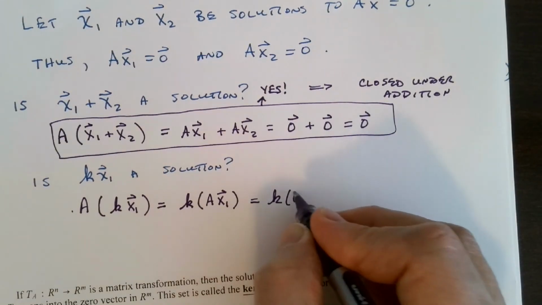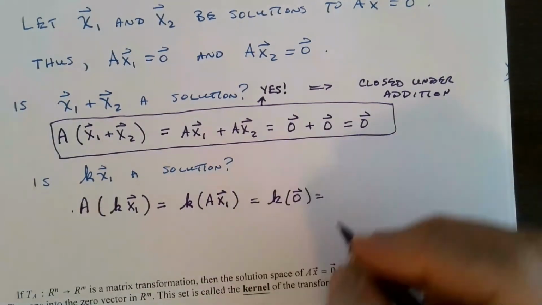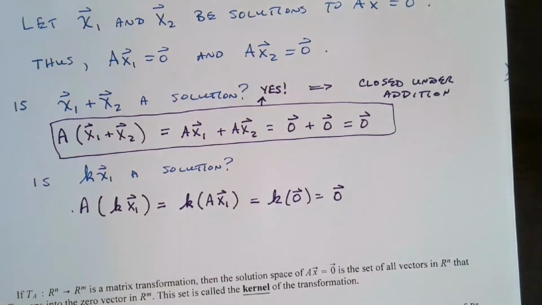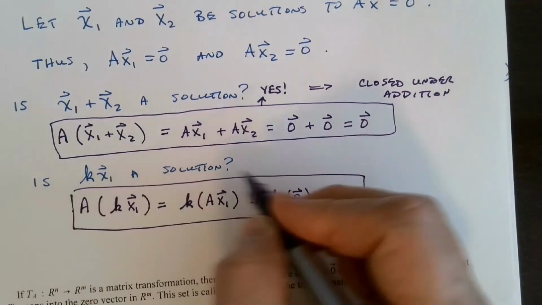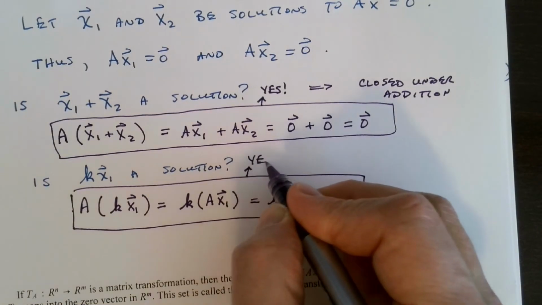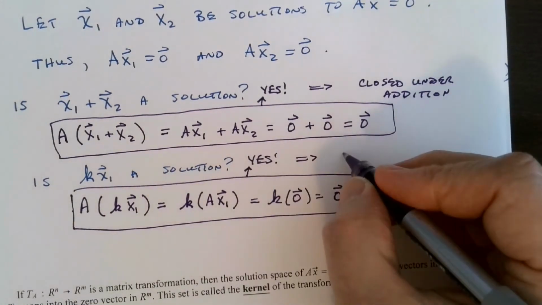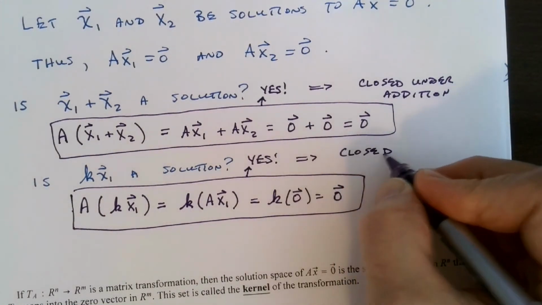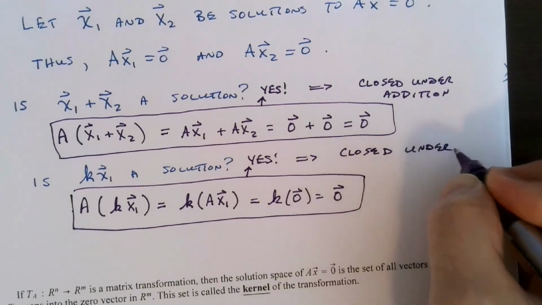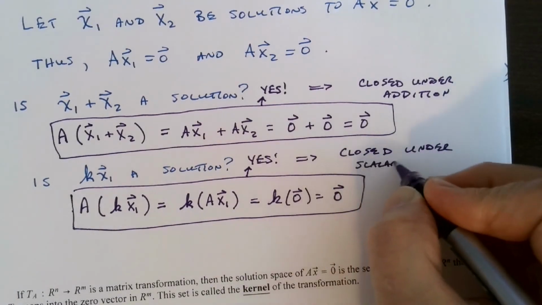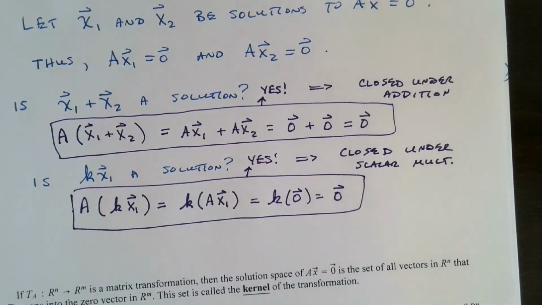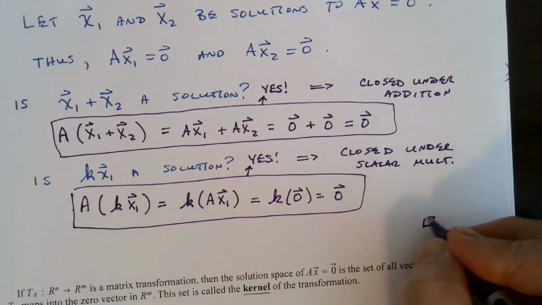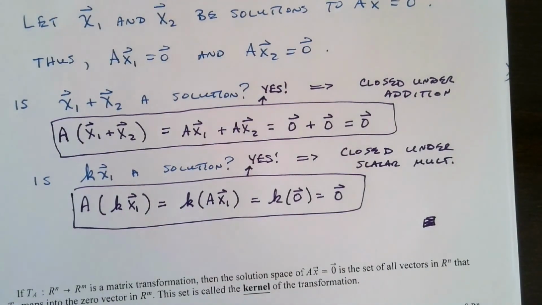But what's A times x1? That's the 0 vector. What's the scalar multiple of any 0 vector? 0 vector. And so this information here tells me yes. And this means what? We're closed under scalar multiplication. And that's the proof. That's what we had to show.